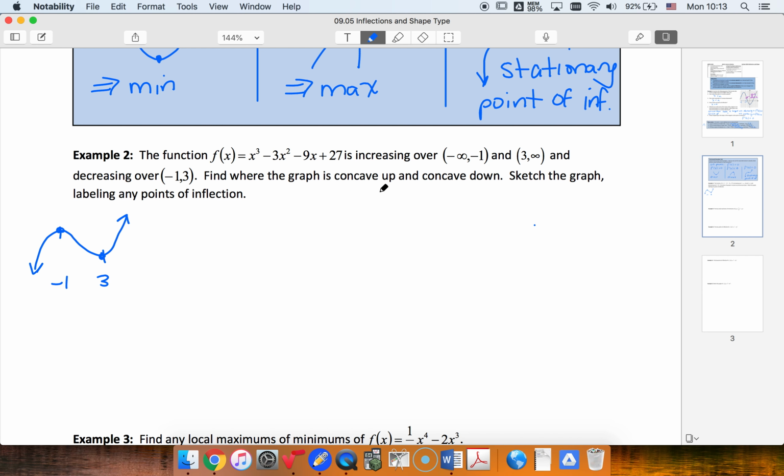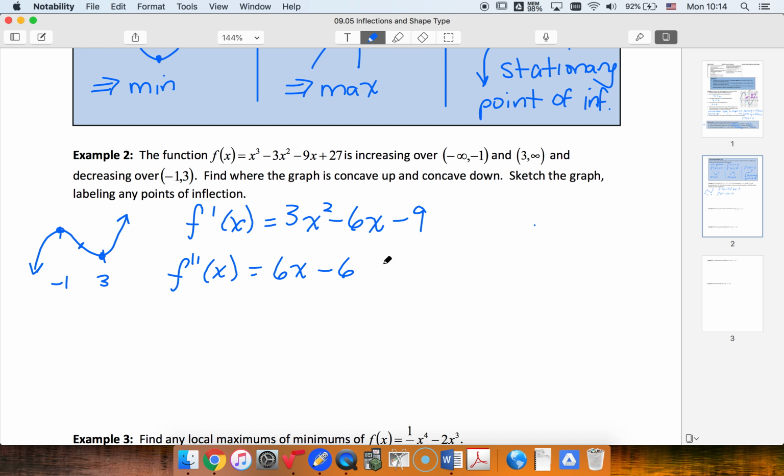Find where the graph is concave up and concave down. Well, I'm concave down here, concave up here. I want to figure out the x value in between -1 and 3 where that switch happens. So I want to know this point. I'm going to take my first derivative. It's going to be 3x squared minus 6x minus 9. My second derivative is going to be 6x minus 6. So I know that this change is happening where the second derivative is 0.